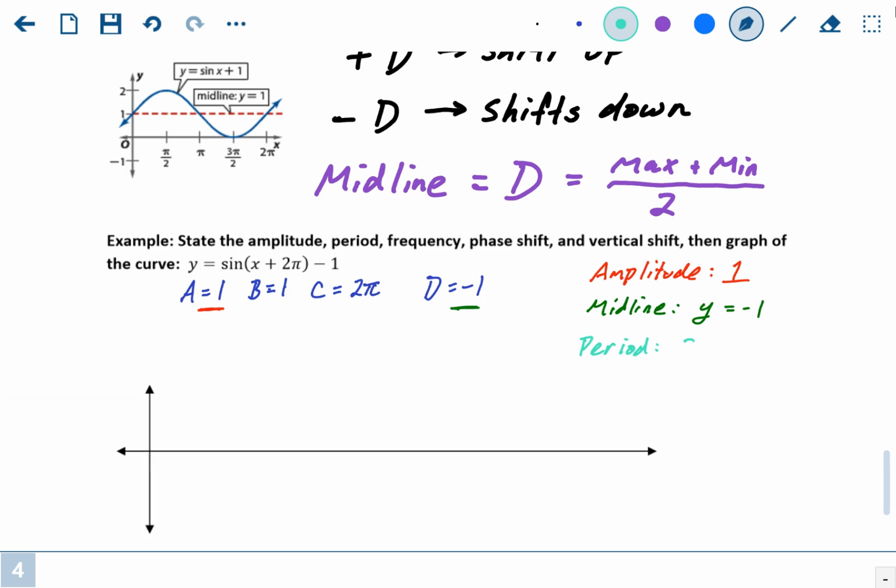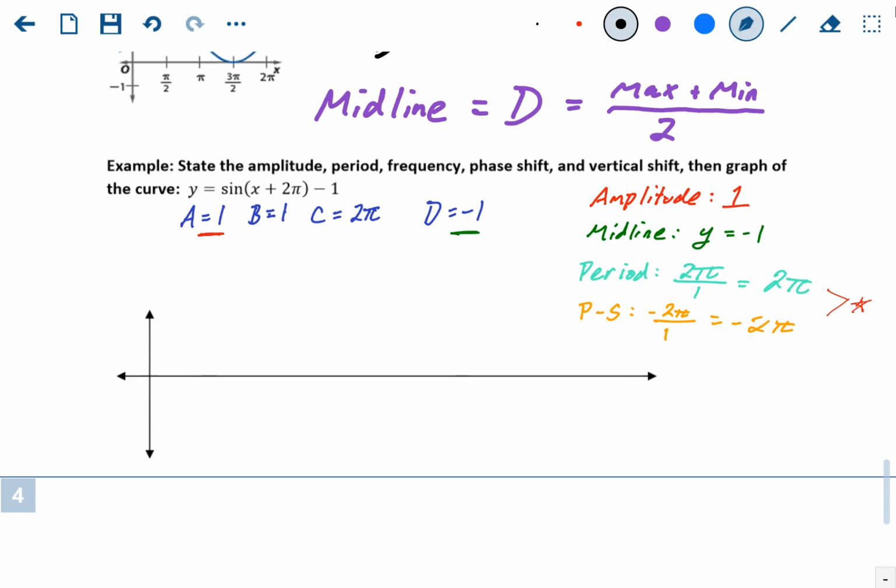The period, 2 pi over b. B is 1, so 2 pi over 1 is just 2 pi. And the phase shift, PS, C over B. Now again, B is also still 1. So anything over 1 is itself. So the phase shift is 2 pi. Now notice the period and the phase shift are the same. Which means the graph's not really going to change at all. Because if it repeats itself every 2 pi, so if you start 2 pi to the right, it's going to be the exact same thing.